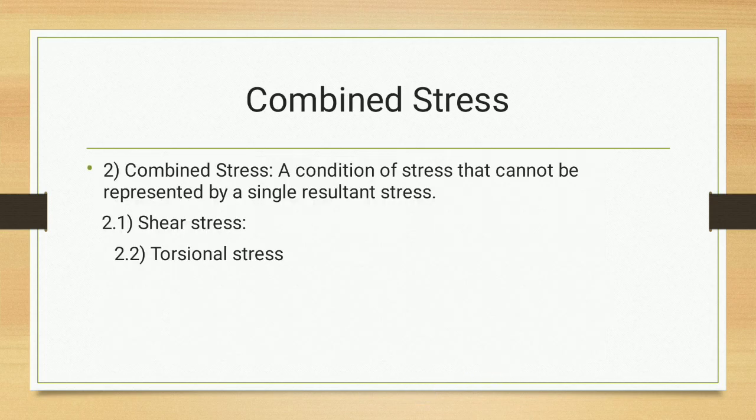Now another classification of stress is combined stress. A condition of stress that cannot be represented by a single resultant stress is called combined stress. First one is the shear stress and second one is the torsional stress. These are the two subcategories of combined stress.